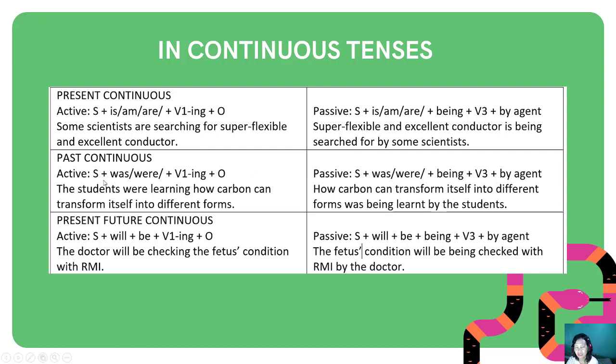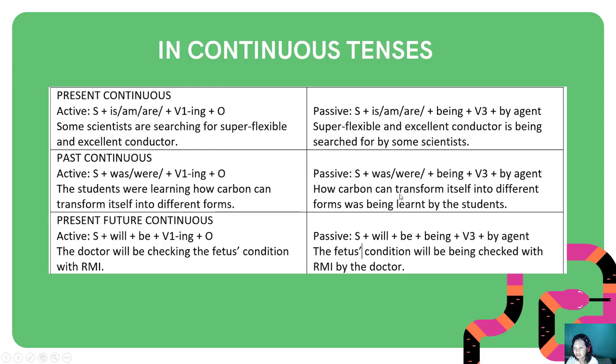And then past continuous. Active: subject plus was/were plus verb 1 ing plus object. You have was/were here, being plus verb 3. The students were learning how carbon can transform itself into different forms. Whoa, the object is long enough. Yes, because this is a noun clause. So because the object is a noun clause, you move all of the noun clause here. It will be a very long subject. It's okay. So how carbon can transform itself into different forms was being learned by the students. Be careful with this because there are two predicates here. Can transform.